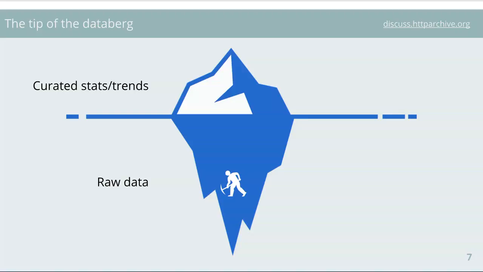So the website above the surface exposes these curated stats and trends, but all that raw data is available. I call it the tip of the data berg. Whatever you see exposed on the website is just the tip of the iceberg. So we really want to get in there and mine it.